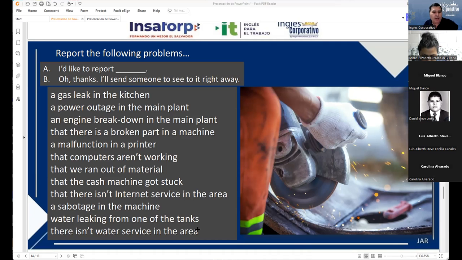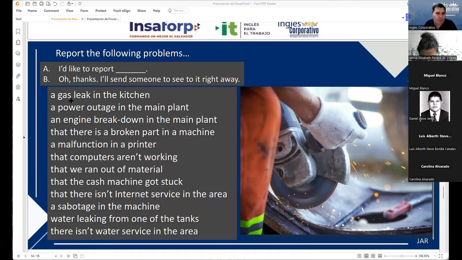Water leaking from one of the tanks. El agua fugándose de uno de los tanques. There isn't water service in the area. No hay agua en la zona. No hay servicio de agua en la zona.